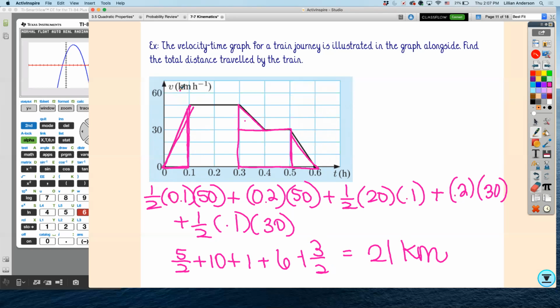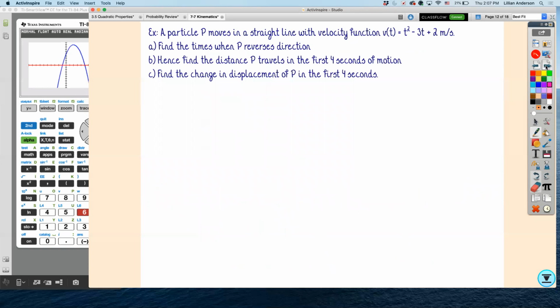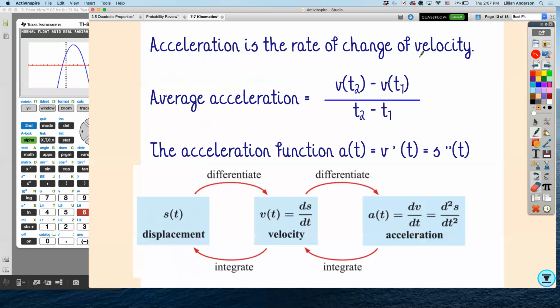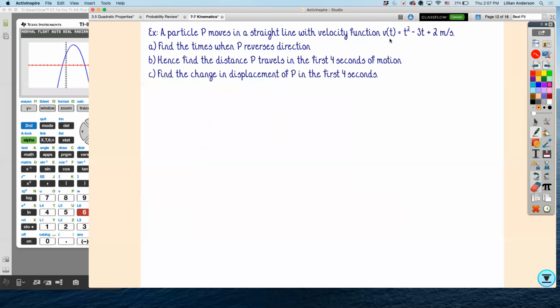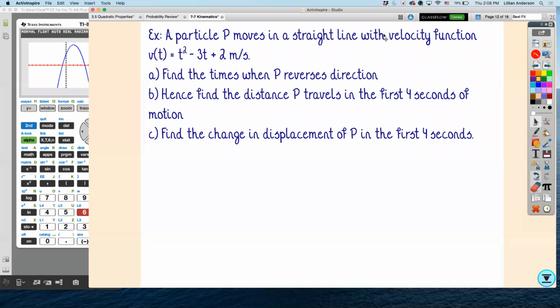Now let's look at an example with an equation. A particle P moves in a straight line with velocity function given to us, in meters per second, of course. It asks us to find the times when P reverses direction. When it reverses direction, you essentially are looking at velocity at different times, correct? In order to determine where velocity is going to change direction, we probably need to figure out where velocity equals 0, where it's at rest. Because we can figure out where it's at rest, we could see if in between those respective intervals it is going to be changing direction.